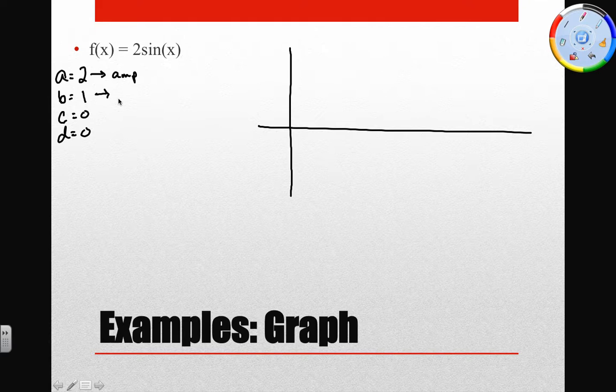And from the B, we know my period, which you've got to remember. I'm going to put this up here: period equals 2 pi over B for both sine and cosine. Period is 2 pi over B. B is 1, so my period is 2 pi.